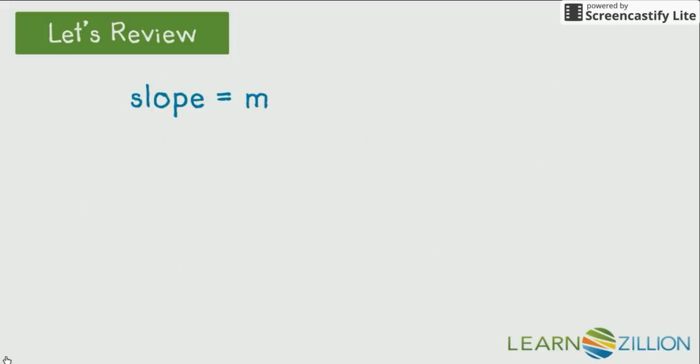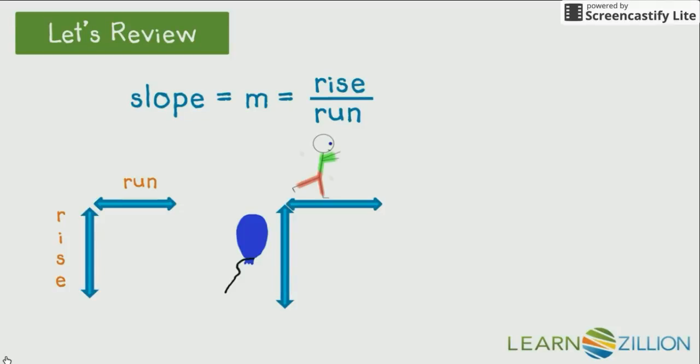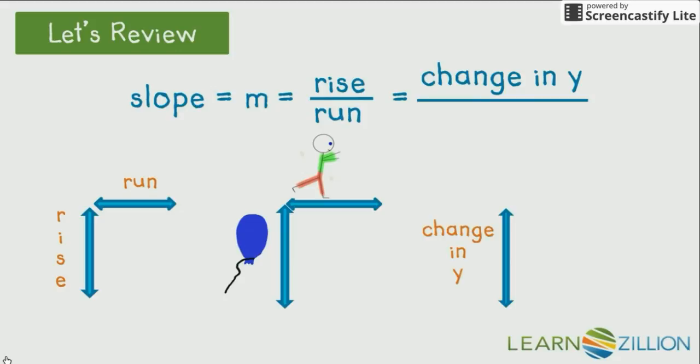Let's review. Slope is equal to m, which is equal to the rise, which is a vertical change, over the run, which is a horizontal change. We can think of the rise as a balloon rising, and the run as somebody running. Slope is also equal to the change in y, which is vertical, over the change in x, which is horizontal.